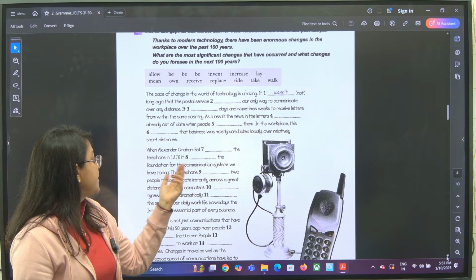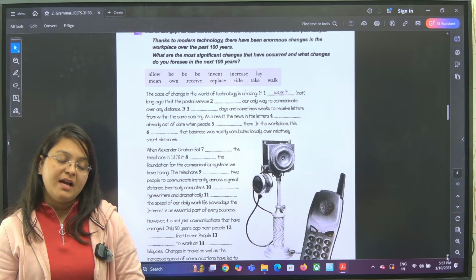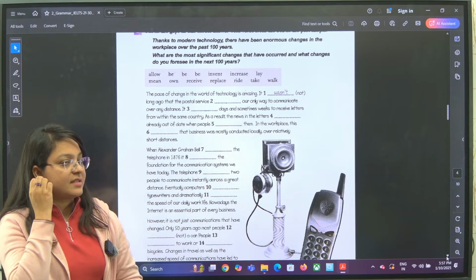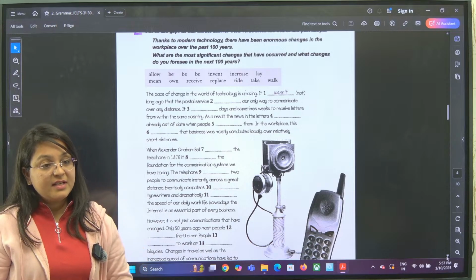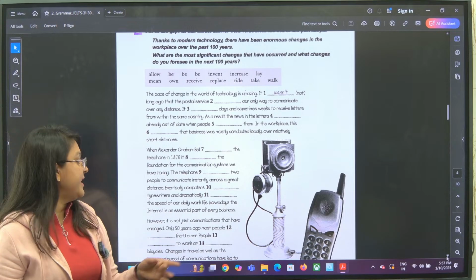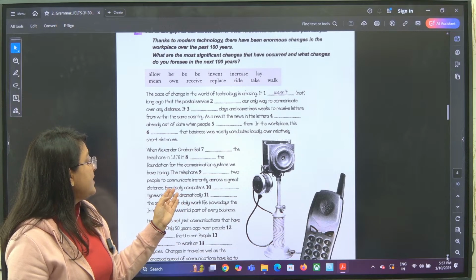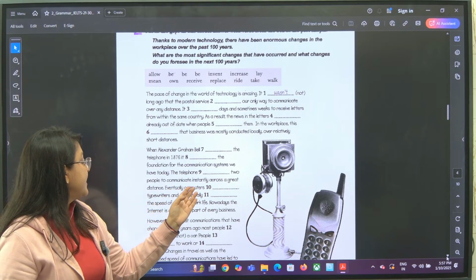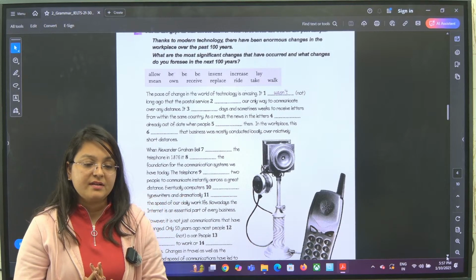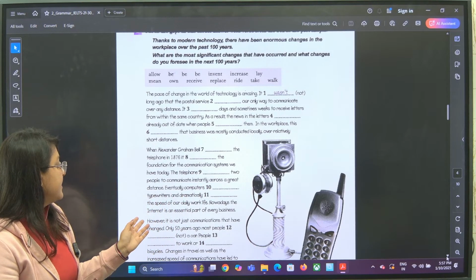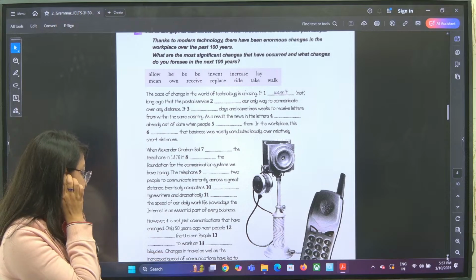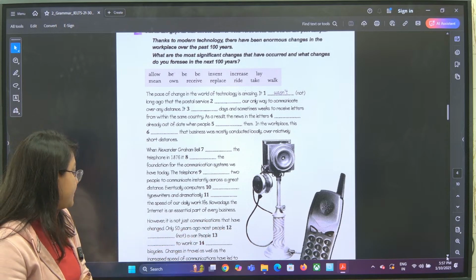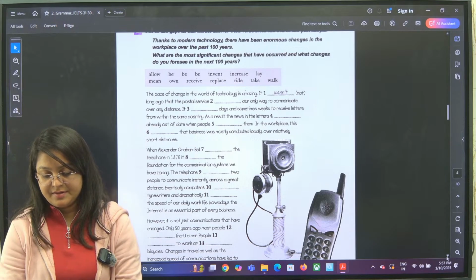The telephone dashed two people to communicate aloud. Eventually, computers dashed typewriters. Replaced, correct. Eventually, computers replaced typewriters and dramatically dashed the speed of our daily work. Increased, correct. However, it is not just communication that has changed. Only 50 years ago, most people dash a car.